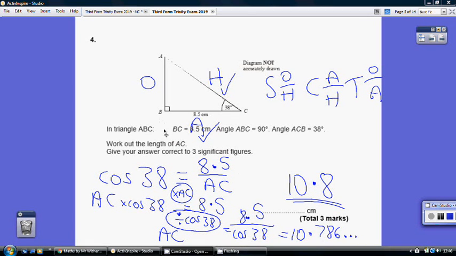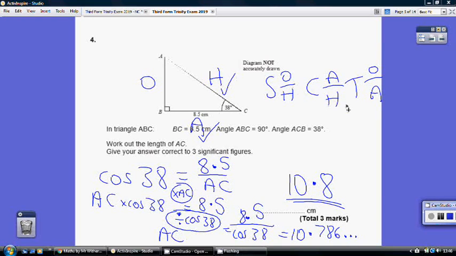Question 4. So we've got to work out the length of AC, this length here. We've got a right angled triangle, we've got sides and angles involved. So the first thing is to pick up that this is trigonometry, SOHCAHTOA. So step 1, we've got to decide which of the 3 ratios to use, sin, cos or tan.